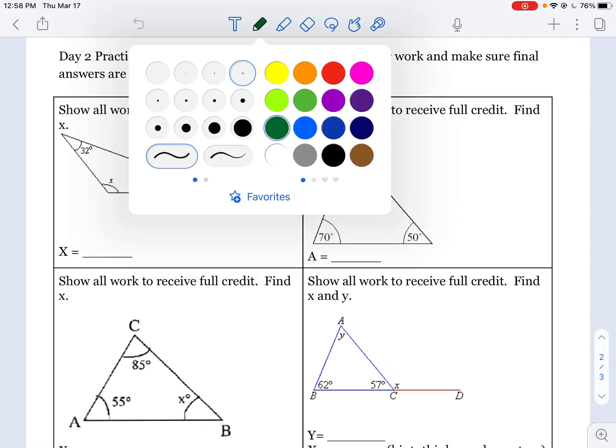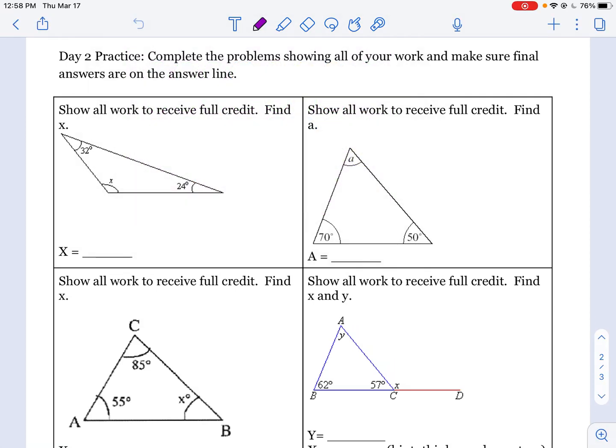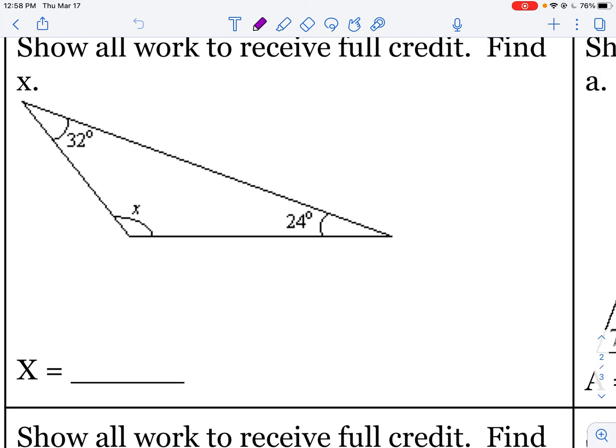All right, let's go over yesterday's practice. You should have these problems done in your packet after your lesson 2, day 2, and let's write these equations together. So you should have written down 32 plus 24 plus x. Remember, these can go in any order when you're writing the equation, but they all need to equal 180 degrees.